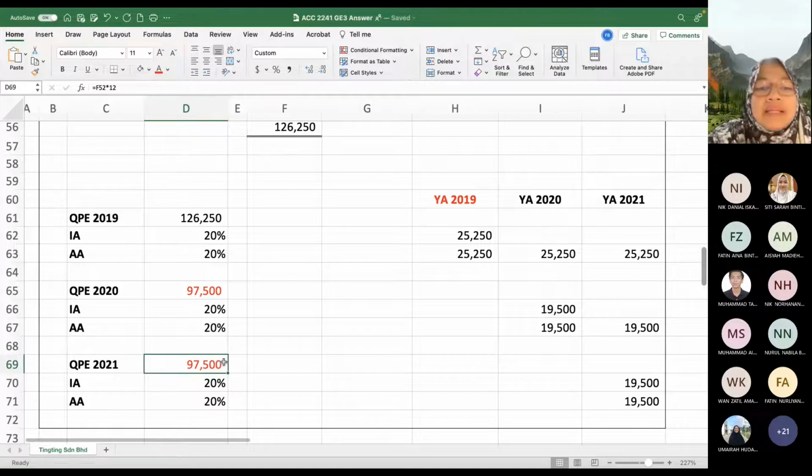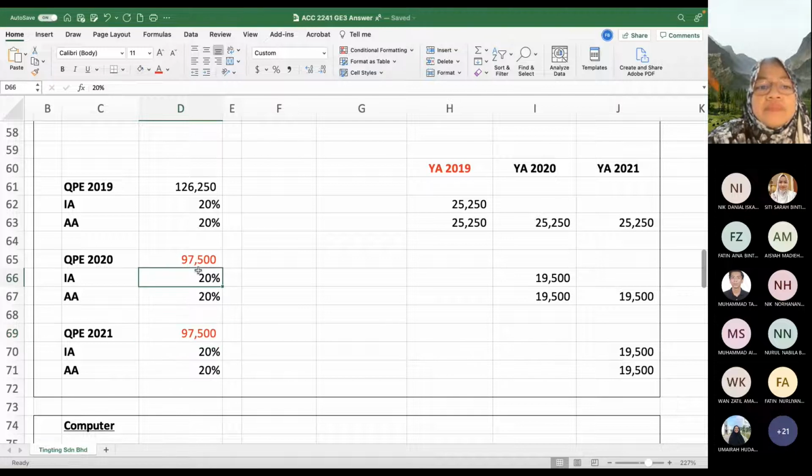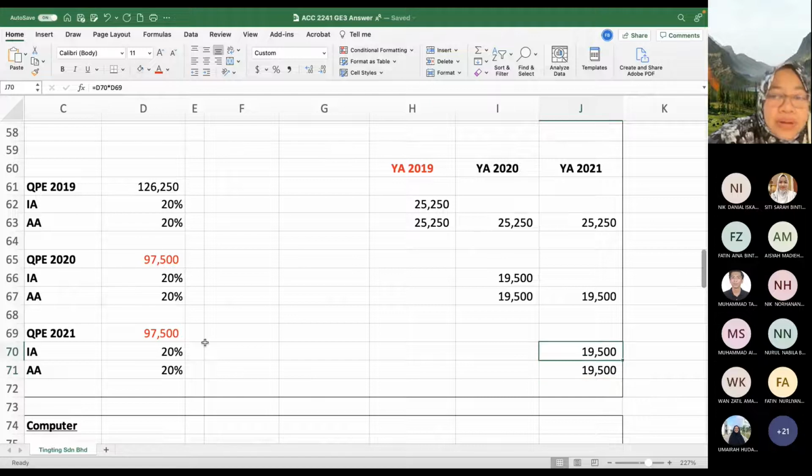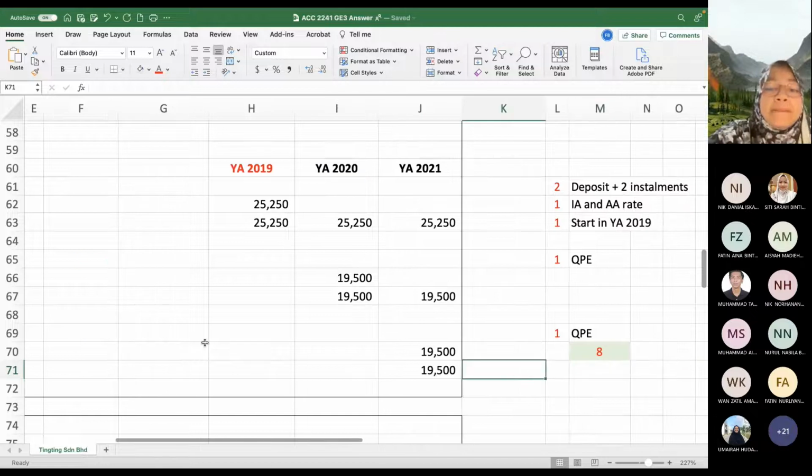And remember that under hire purchase, for the first year that you incurred QE, you claim IA and AA. Do it like that. In the second year, you incurred another 97,500, and you claim IA and AA on that amount in YA 2020. Then IA, AA, and another AA in 2021 on the 97,500. Come to 2021, you incurred another 97,500, and again you claim IA, AA in 2021. Because the question only asks for 2021, you don't have to show me the following years.